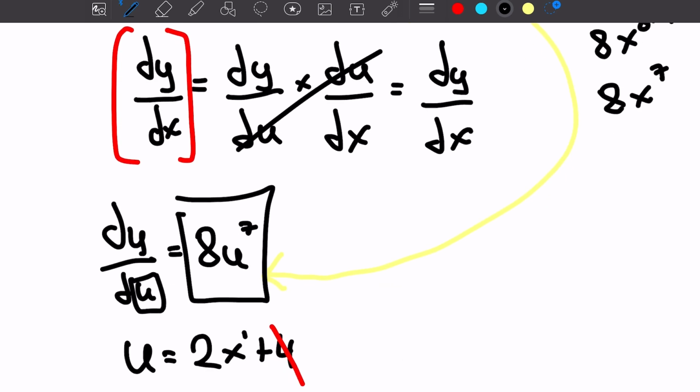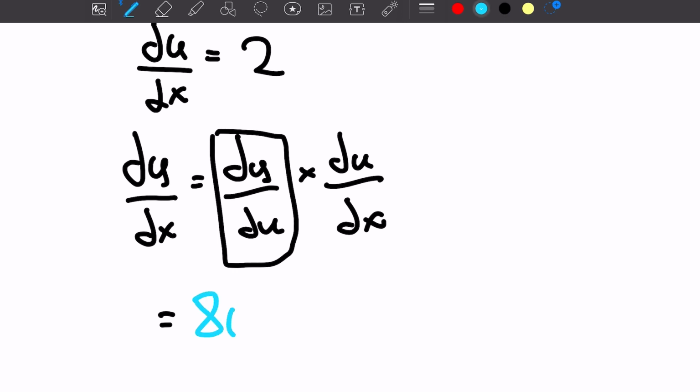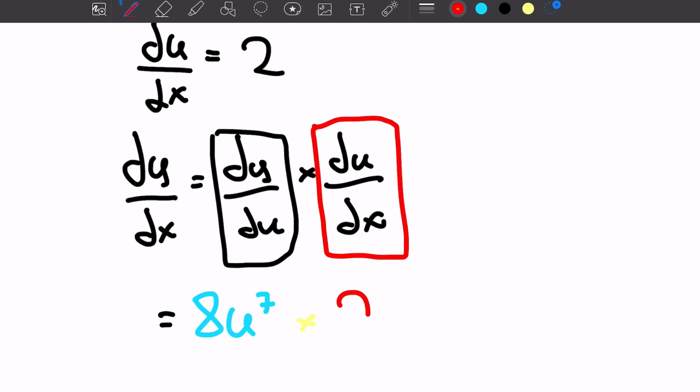So we know that dy by dx is equal to dy by du times du by dx. And we found dy by du to be 8u to the power of 7. I corrected it here, good. And then we multiply that by du by dx, which we found to be 2. Okay, good.